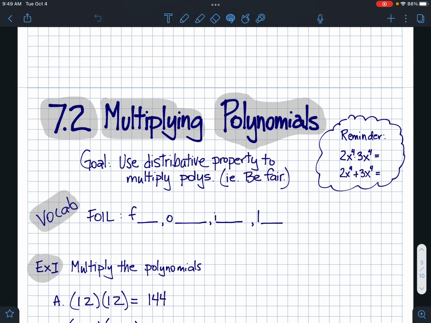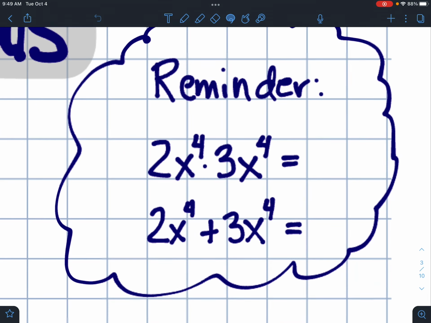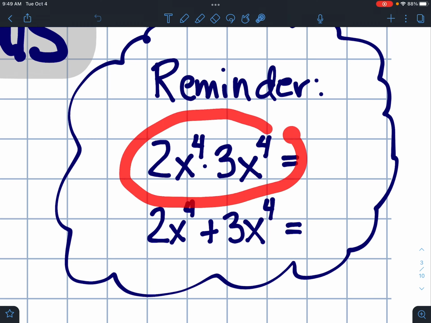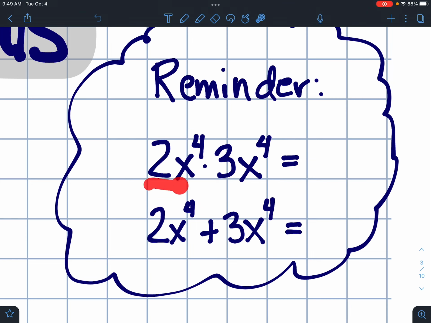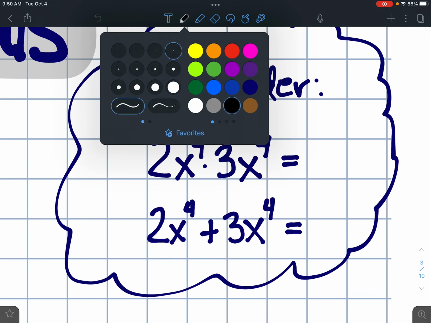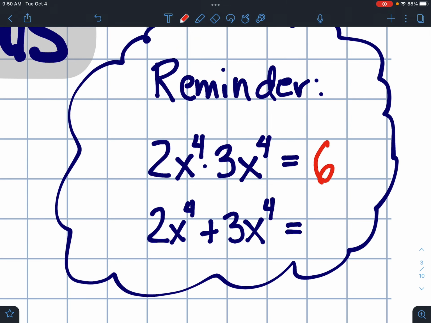Reminder, before we get too deep into the algebra, from last chapter. When I multiply two monomials, like 2x to the fourth and 3x to the fourth, we multiply the coefficients, 2 times 3, and get 6. The x stays, and then 4 plus 4 gives me 8 for the exponent.